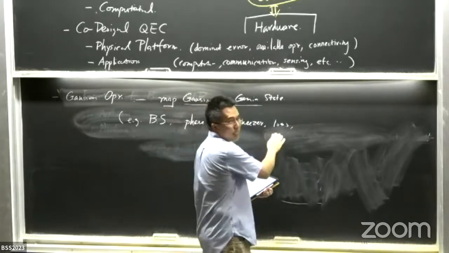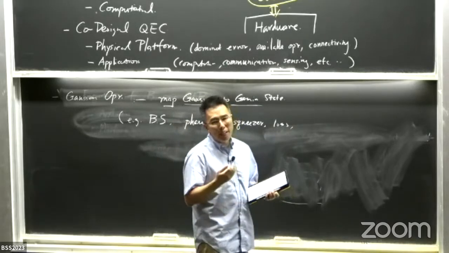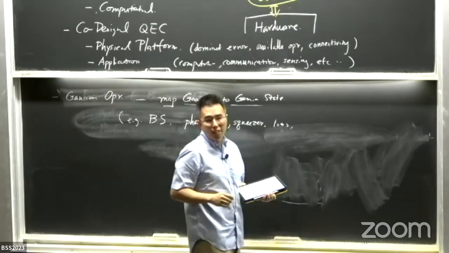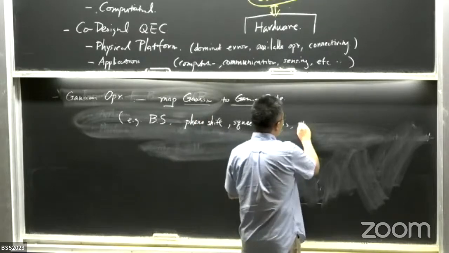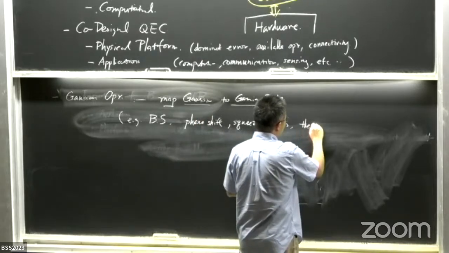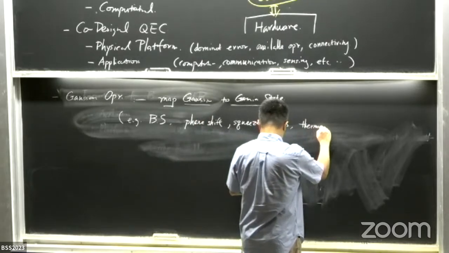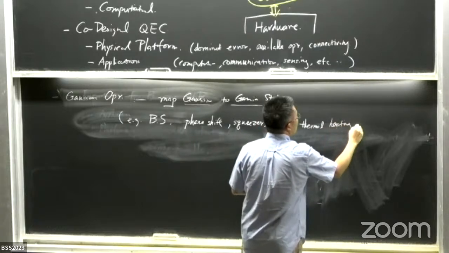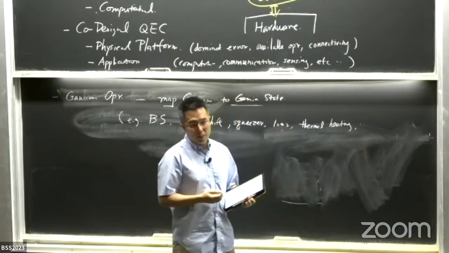Just think about the extreme case of infinite loss, then you go back to the vacuum. If you start from a Gaussian state, it maps to a Gaussian state, which is vacuum. And there are also thermal channels, so thermal heating, which also maps a Gaussian to a Gaussian.